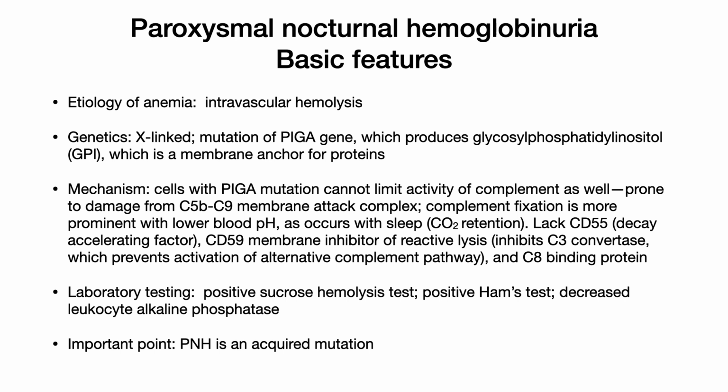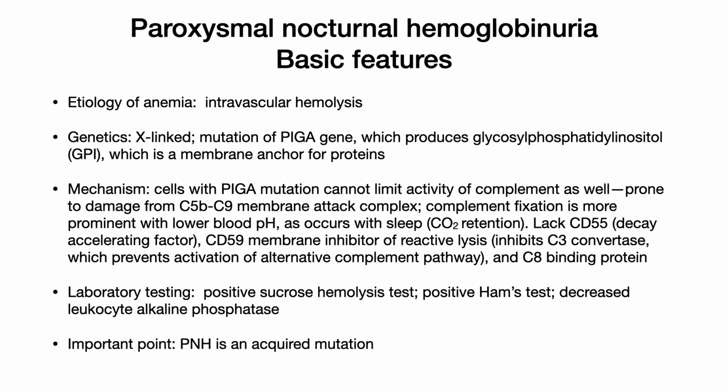Paroxysmal nocturnal hemoglobinuria. This one, the etiology is an intravascular hemolysis, so it's a destruction of the cell. It's X-linked. It's a mutation of the PIGA gene, and the PIGA gene produces glycosylphosphatidylinositol, which is a membrane anchor for different proteins. And the proteins that are predominantly involved are CD55, the decay accelerating factor, and CD59, which is a membrane inhibitor of reactive lysis, and it inhibits C3 convertase.